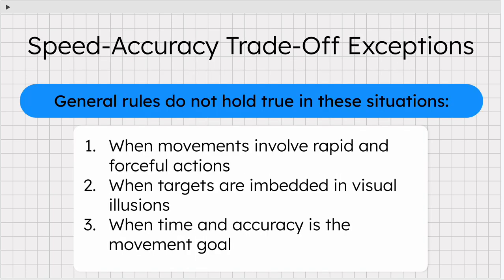There are a few exceptions to the speed accuracy trade-off, and that is going to be where the general rules don't hold true in certain situations. The first one, when movements involve rapid and forceful actions, we'll see different results than what we saw in the normal speed accuracy trade-off. Second, when targets are embedded in visual illusions, which I'll show you an example of. And then when time and accuracy is the movement goal. So if both time and accuracy is the main goal, we'll see different results than we did in the general scenarios.